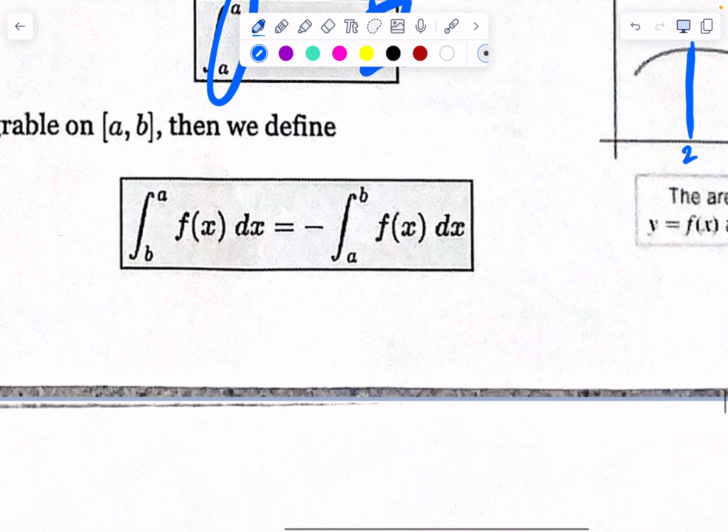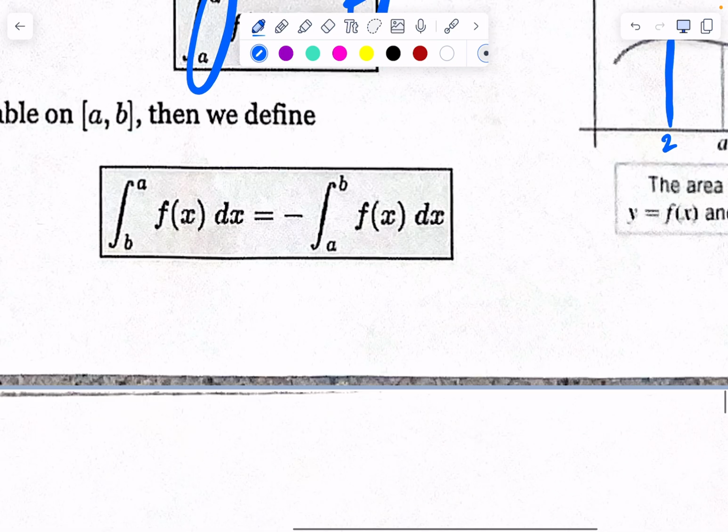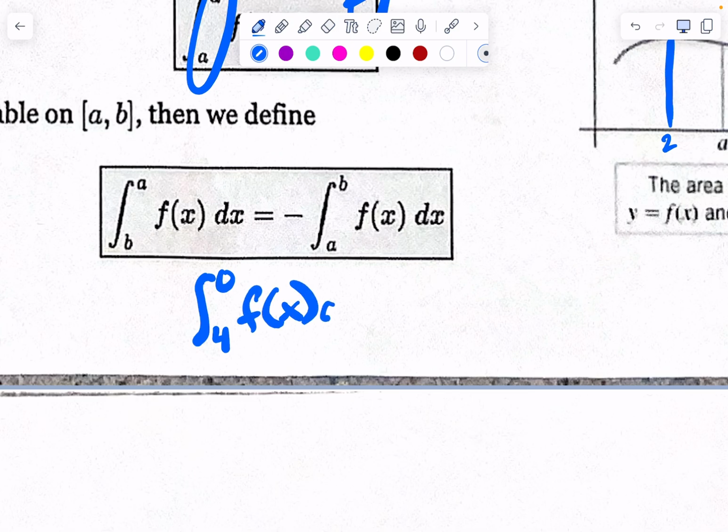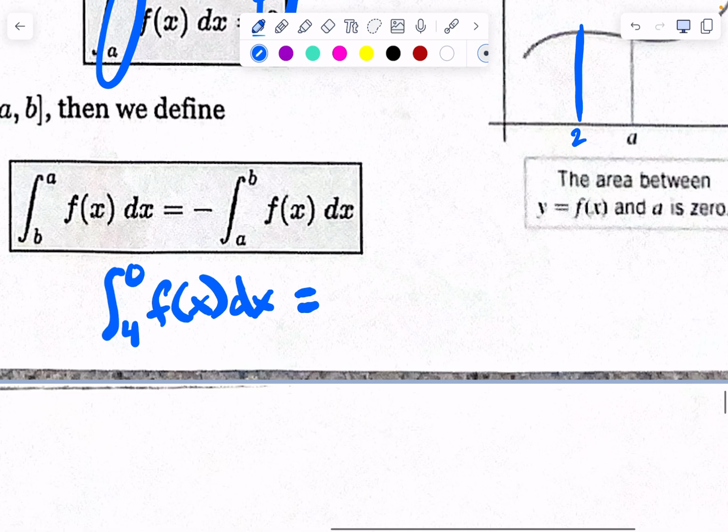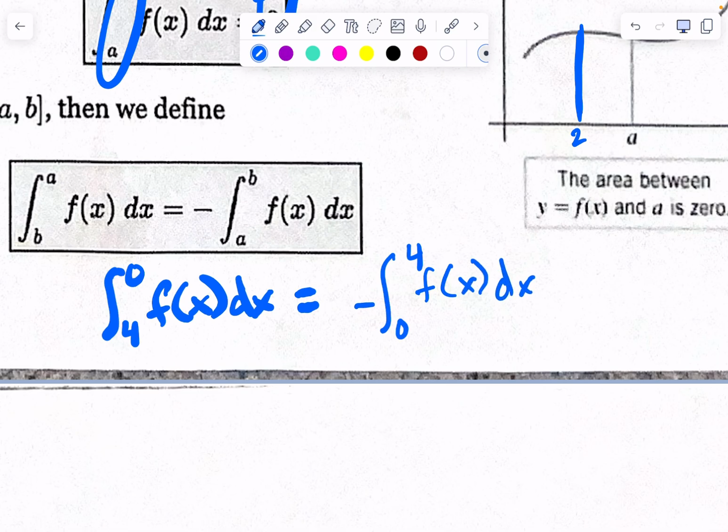Now, every once in a while, they will have you do a function that goes from 4 to 0 instead of 0 to 4, like it doesn't go in order. What you can do instead is treat that as the same thing as 0 to 4 with a negative in front of it. It's just going to represent negative area. It's like you're reading the area from right to left instead of from left to right. Got it? Weird stuff. So just so you know, the B and A can flip-flop, but the area is going to be negative.